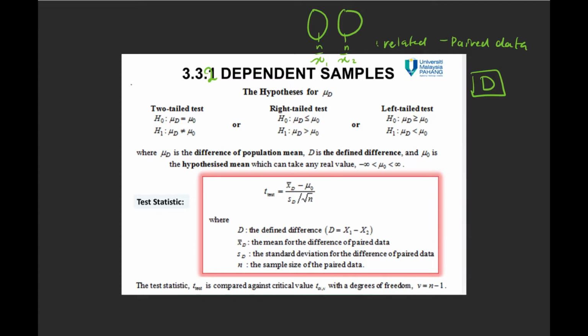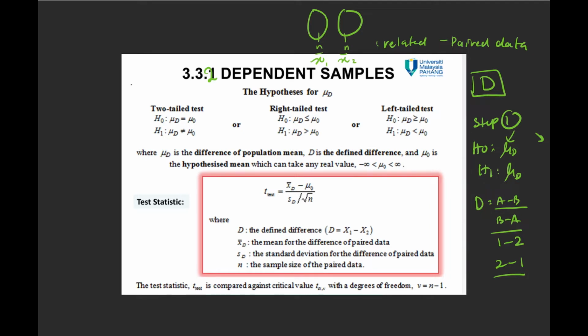So step number 1, formulate your hypothesis. You must have H null and H1. So now on the left hand side here, you will have mu capital D. When we talk about the dependent sample, D is the dependent sample. Where your D here, you have to define. You have two data, right? So you have to define after minus before, or before minus after, or 1 minus 2, or 2 minus 1. It depends on the equation. On the right hand side here must be a number. It is either 0 or not. Sometimes for the dependent samples, they will put 0.